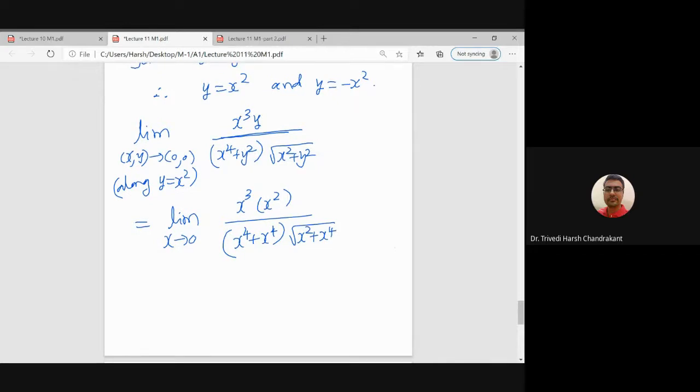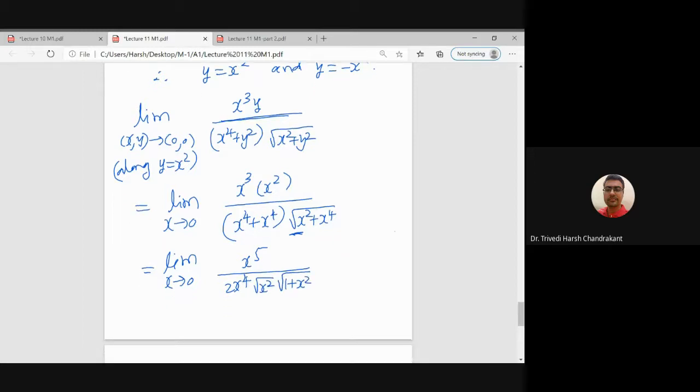Now if we take x square common inside the square root, what we get is limit x approaches 0, x power 5 over 2 x power 4 times square root of x square times 1 plus x square, and then we substitute. So this will anyway cancel because x is not equal to 0. So finally the limit turns out to be half, because we are substituting x equals to 0.